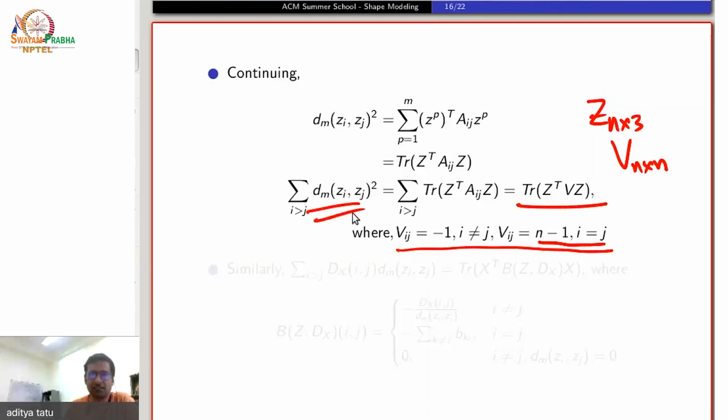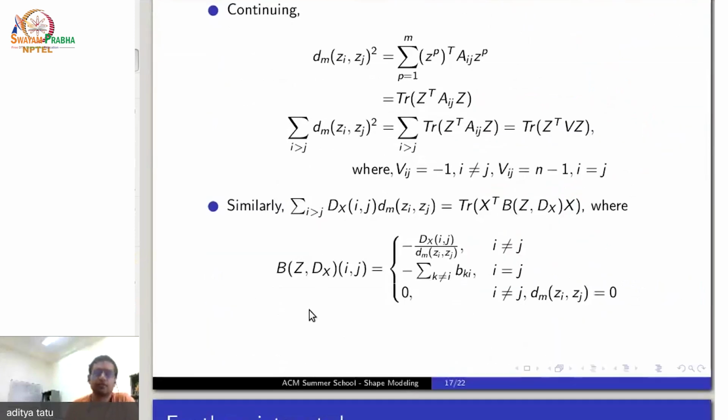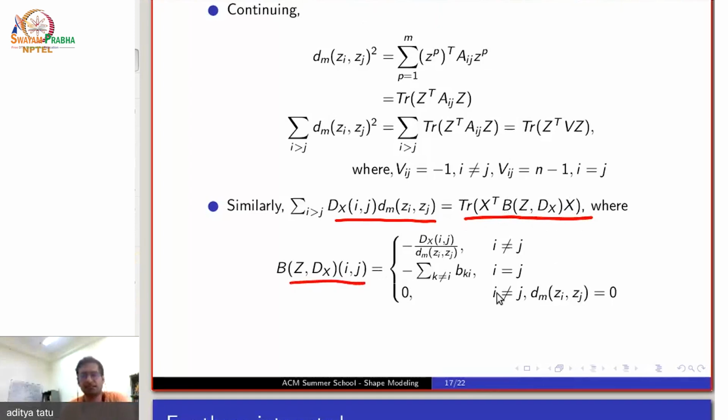Okay, the derivation, let's not bother about it. Similarly, I think I have this. Yes. So this last term, the summation over all ij's of dx_ij dm z_i z_j, can also be written similarly as a trace of X transpose times a matrix B. This matrix B itself is a function of Z dx, times the matrix X. And this matrix is defined this way. It looks complicated, but it's very closely related to the matrix B.